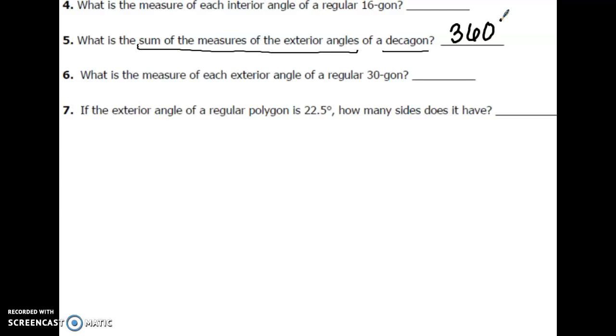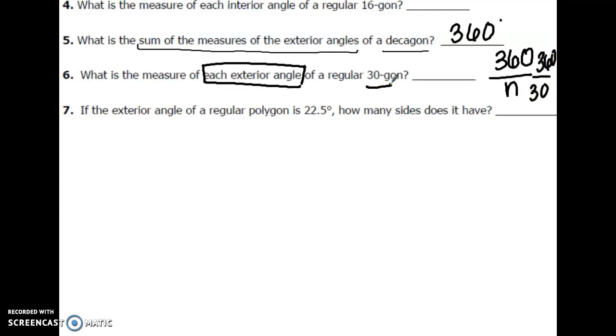Number 6 looks similar, but it's different. It's talking about the measure of each exterior angle. That is on your green sheet as well. It is at the bottom right corner. So locate that so you know where it is for your test tomorrow. But that simply says take 360 degrees and divide it by the number of sides. So in this case, you would say 360 divided by 30 because that is what they're asking you for. So when you do 360 divided by 30, you should get an answer of 12.